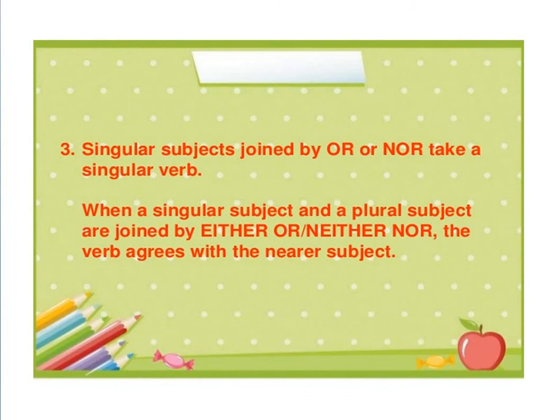Singular subjects joined by "or" or "nor" take a singular verb. When singular subjects are joined by "or" or "nor", they take a singular verb. When a singular subject and a plural subject are joined by "either...or" or "neither...nor", the verb agrees with the nearer subject. How? Let's take an example.